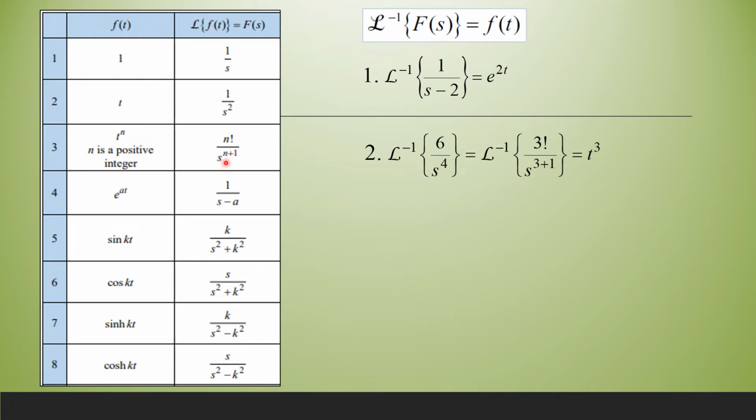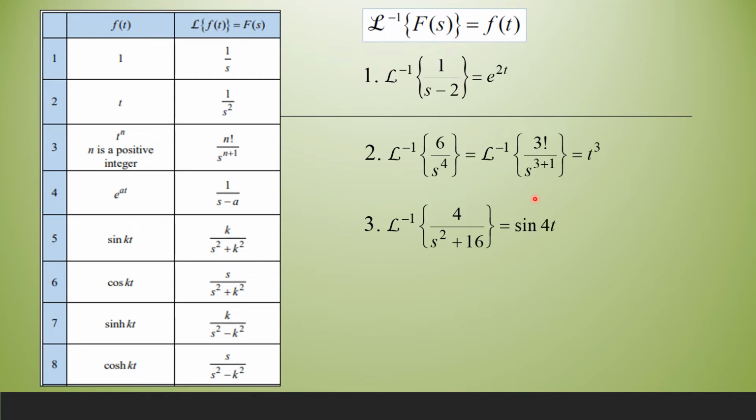So s to the power of 3 plus 1. According to the formula, the numerator must contain n factorial. Since n is equal to 3, the numerator has 3 factorial. Indeed 6 is equal to 3 factorial. So this expression now matches the form shown at formula row number 3. Since n is equal to 3, the inverse Laplace transform of 3 factorial divided by s to the power of 3 plus 1 is equal to t to the power of 3. Just replace n by the number 3.